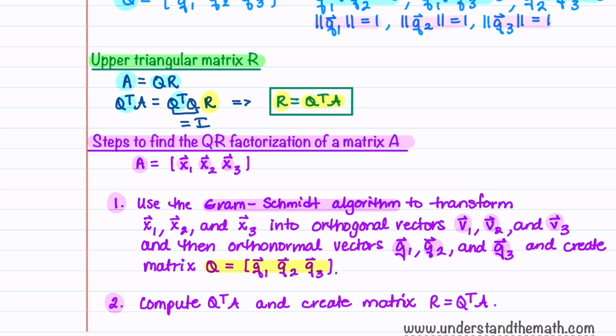The second step is to compute Q transpose times A, and then create matrix R, which is just Q transpose times A.